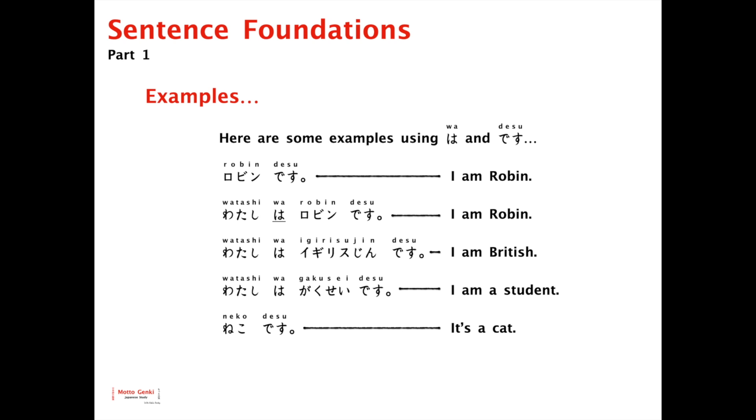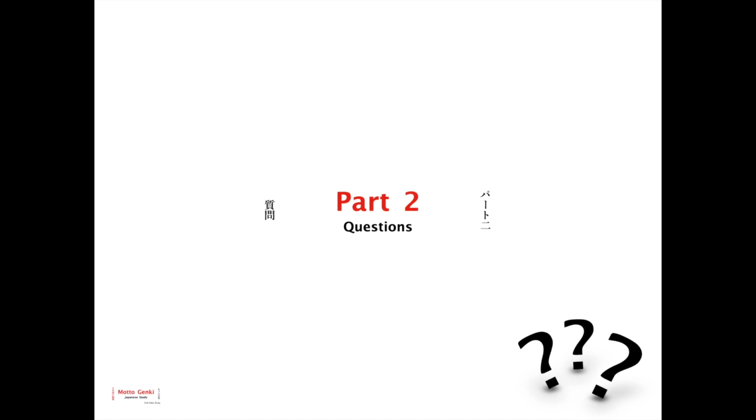And just one more example using only desu and not wa. Neko desu. It's a cat. So for example, oh, what is that? Oh, neko desu. It's a cat. So let's move on to the next section. Questions.